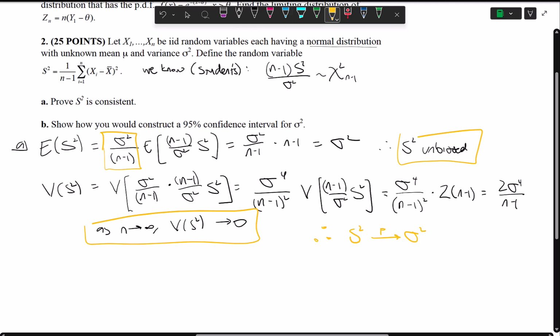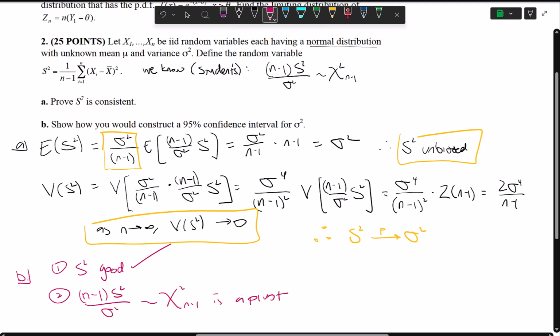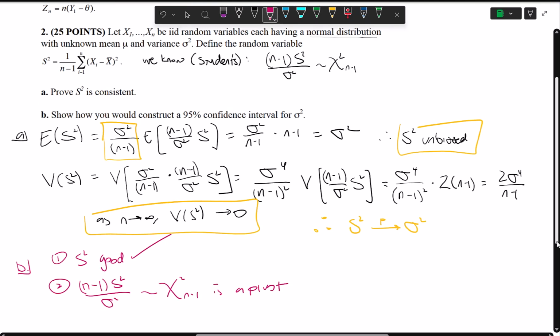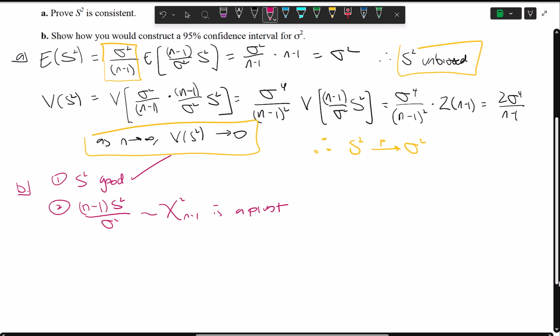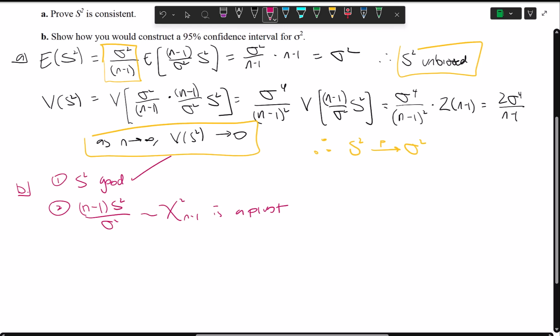Part B, how would you construct the 95% confidence interval for sigma squared? Clearly, we want to use a pivot method. We already established in part A that it's a good statistic. So s squared is good. Number 2, (n minus 1) s squared over sigma squared, which is chi-squared n minus 1, is a pivot. It's a pivot because it is a statistic that depends on sigma squared itself, but whose distribution doesn't depend on sigma squared. So it is a pivot.